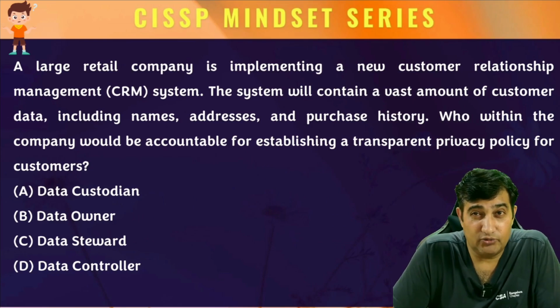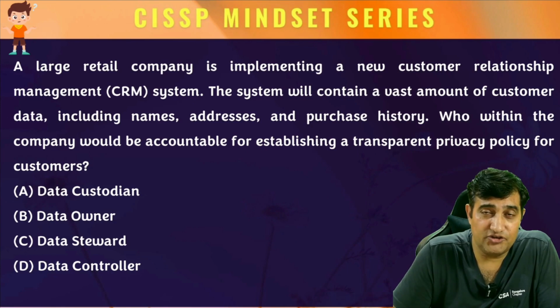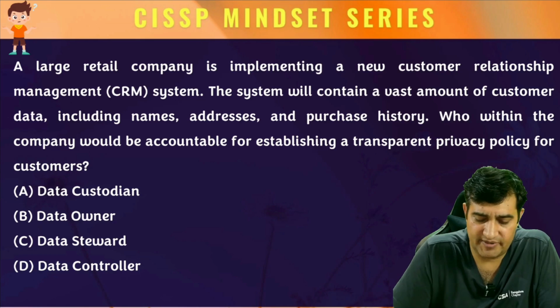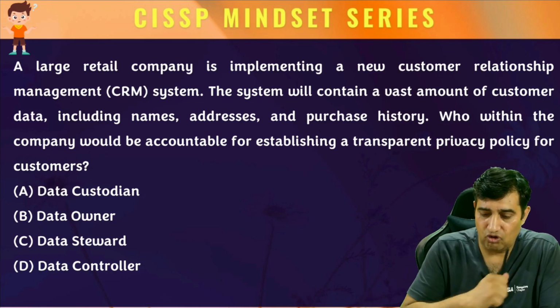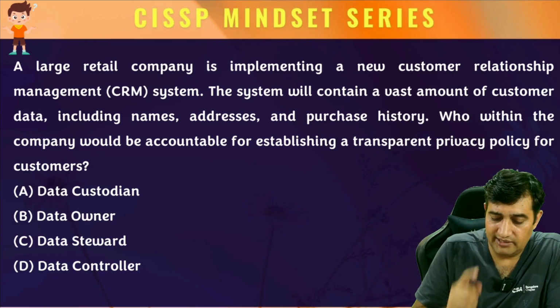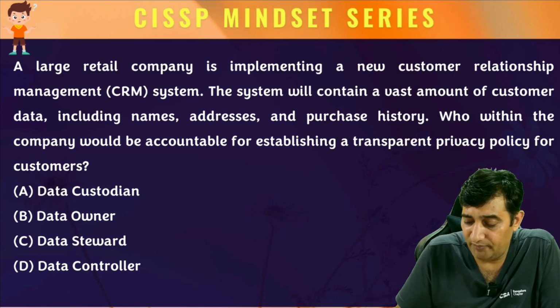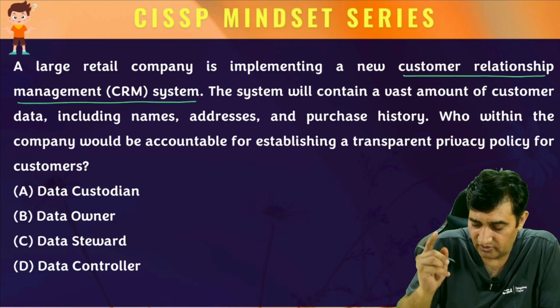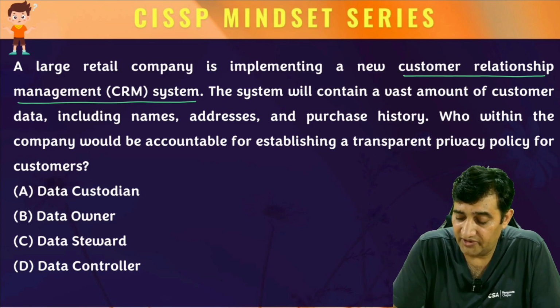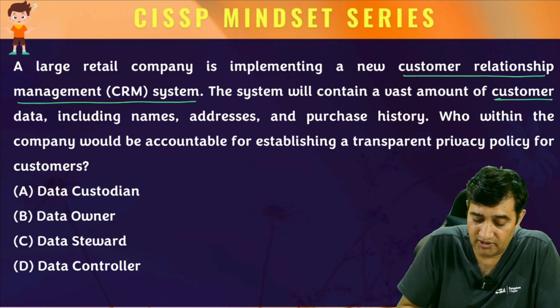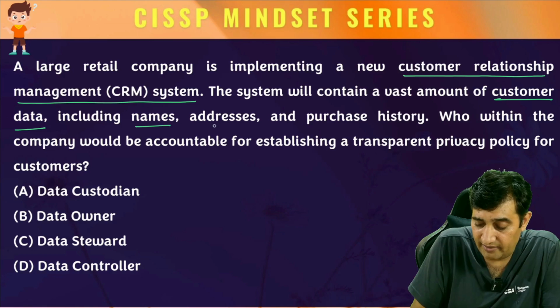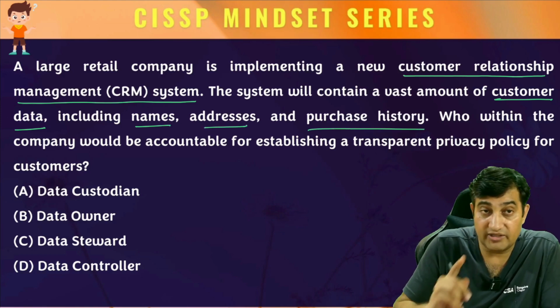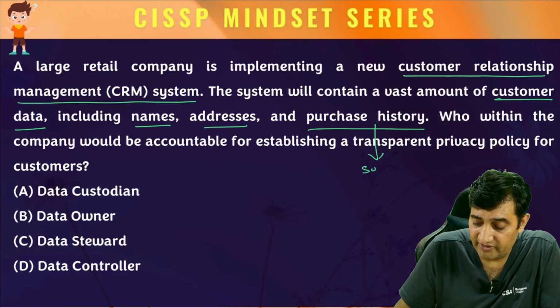Okay team, again a lengthy question, and again I am testing you on a very important concept, because this is definitely very testable in the CISSP exam. So let's go through and talk about this particular question. It says a large retail company is implementing a new customer relationship management system. The system will contain a vast amount of customer data, including name, address and purchase history. So that means there is sensitive information also, isn't it?